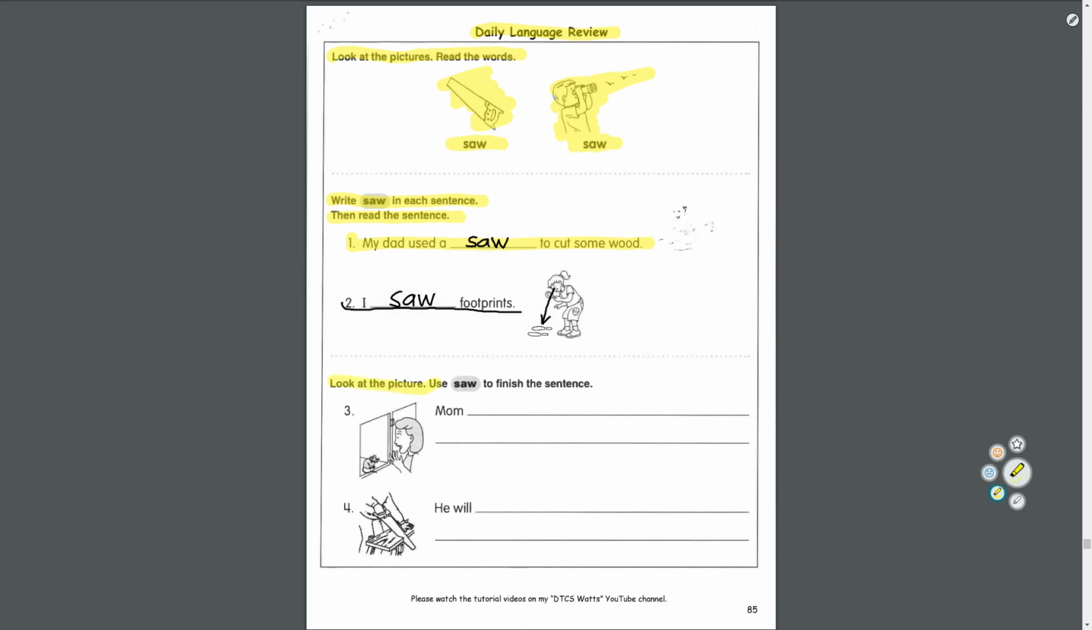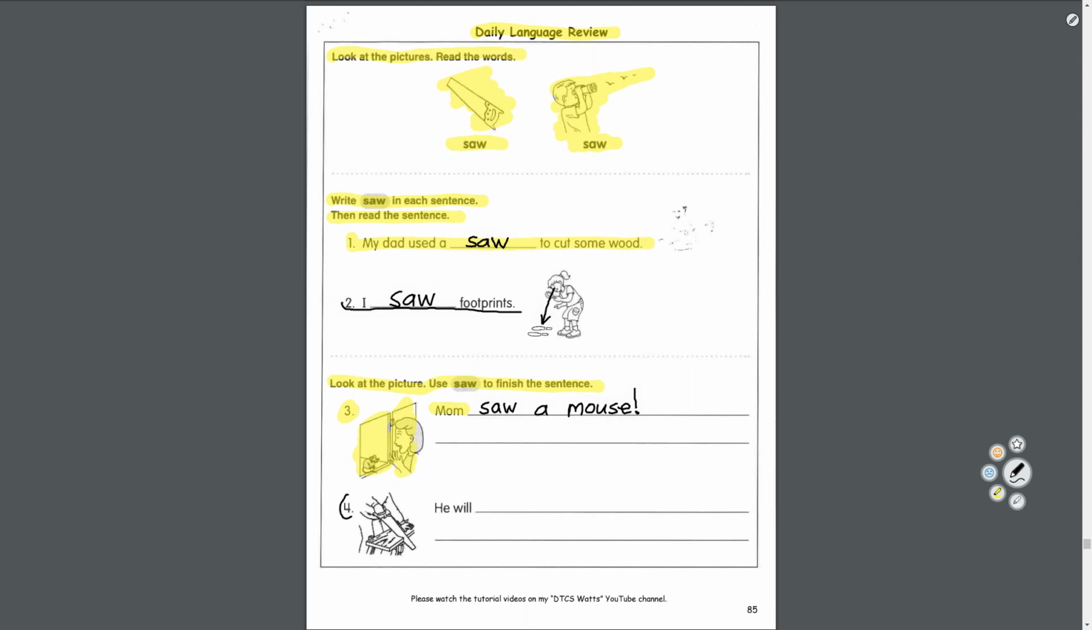Look at the picture. Use saw to finish the sentence. Number 3, I see a lady, and it looks like she saw a mouse. Mom saw a mouse. And that's exciting. Let's do an exclamation mark this time. Mom saw a mouse.